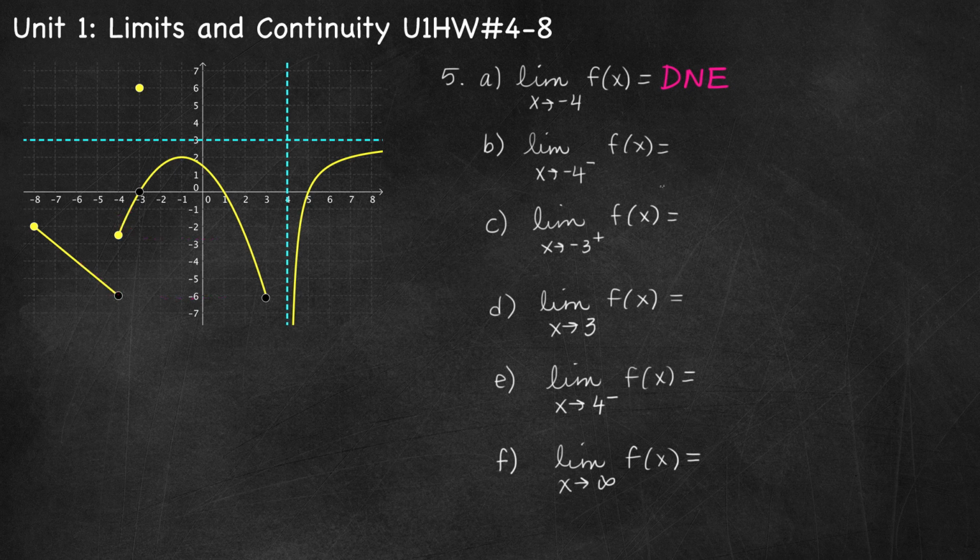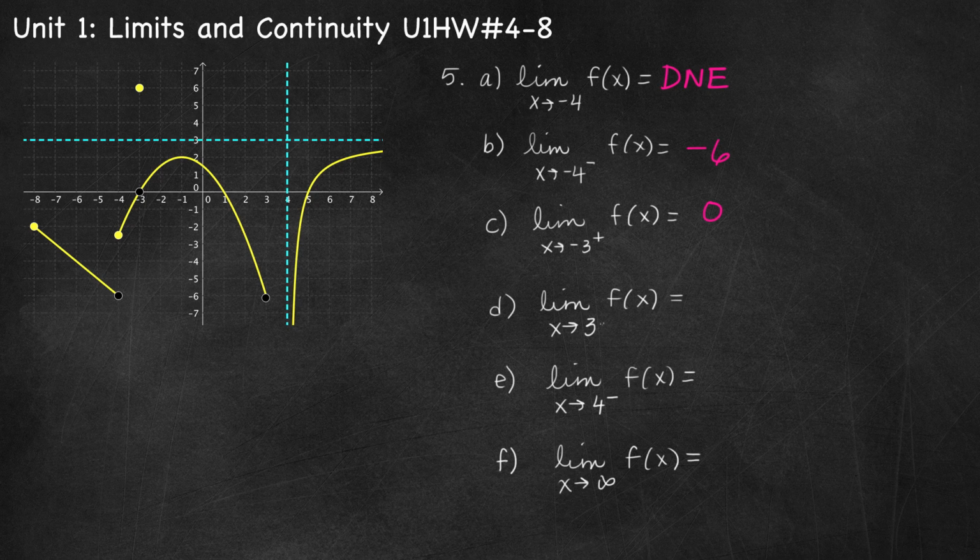Part B, find the limit of f as x approaches negative 4 from the left-hand side. From the left-hand side only, our function is approaching negative 6. Part C, find the limit of f as x approaches negative 3 from the right-hand side. Negative 3 from the right-hand side, our function is approaching 0.